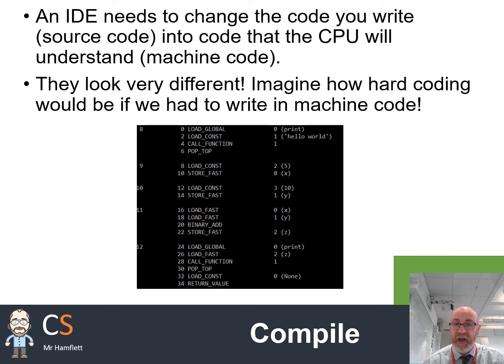So this is some of the kind of assembly code that Python will produce. And this is just giving you an indication of just how different it looks. It is very different to a simple print hello world, which is what this is doing. And it's also doing some print of some numbers as well.